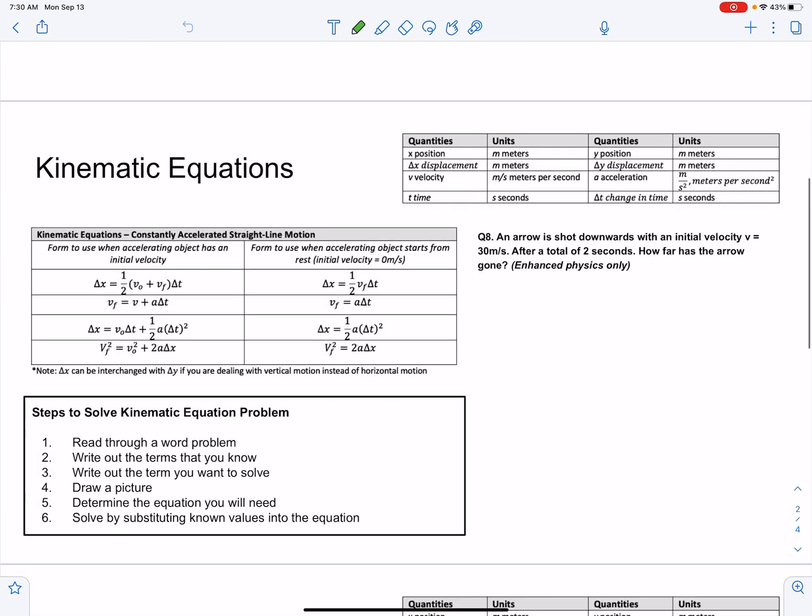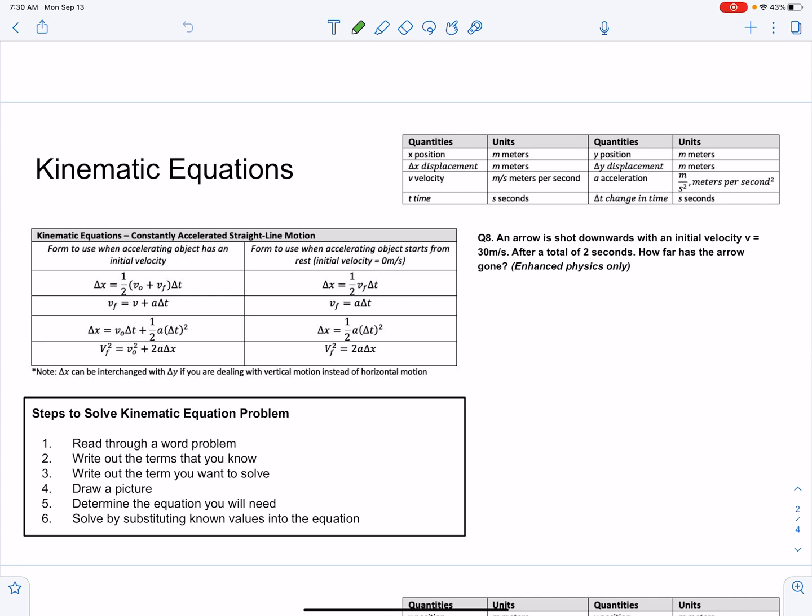Let's take a look. All right, so just a quick reminder, what are the kinematic equations? These are equations that we use to describe motion. Previously, when we talked about free fall, we saw the simpler version of the equations, but they were the same equations ultimately.